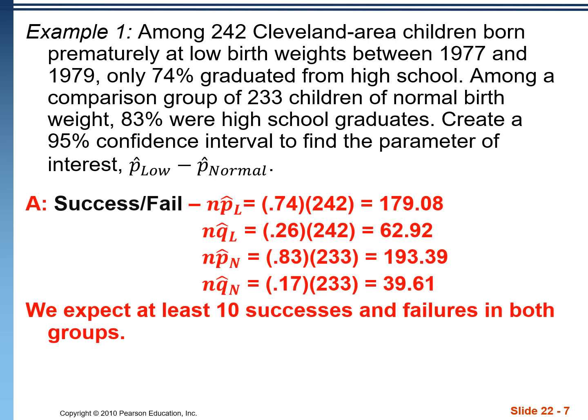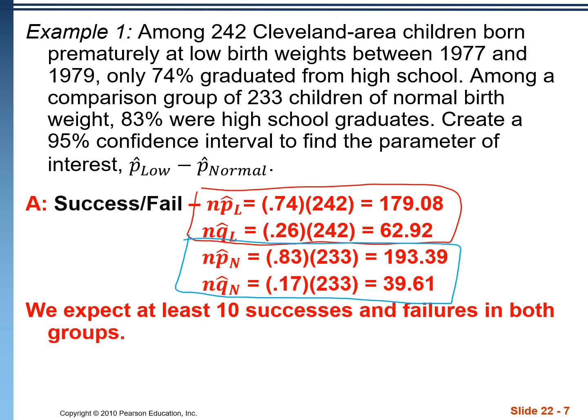Success fail, make sure you denote these as NP hat low and Q hat low. We check both of them and then do the same thing for the normal group. We expect at least 10 successes and failures in both groups.